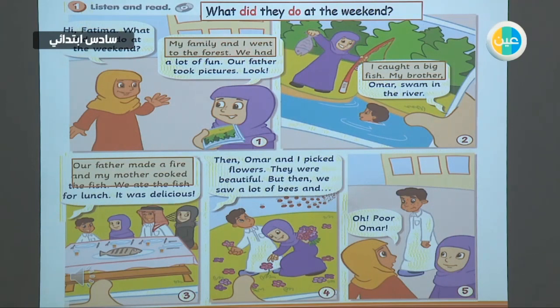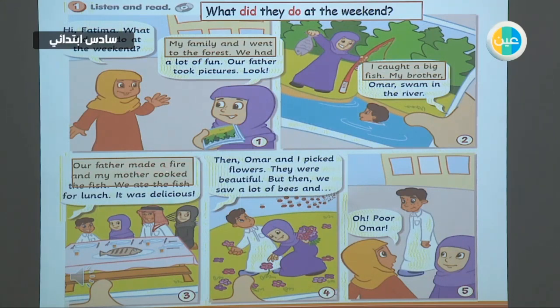They had a lot of fun, and their father took pictures. So the verbs are took, went, had. Here, what did she do? She caught a fish. So this verb is in the past. And her brother swam in the river. Again, the family here, the father, what did he do? He made a fire.